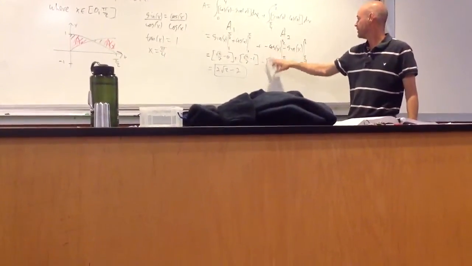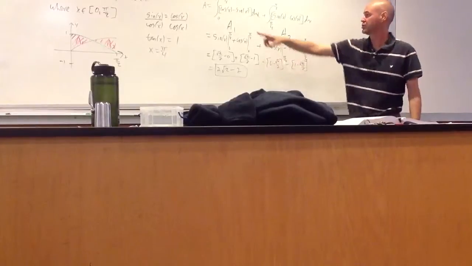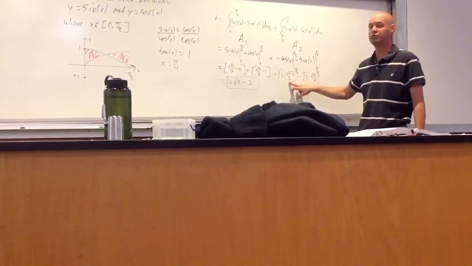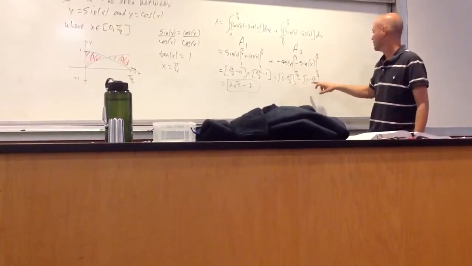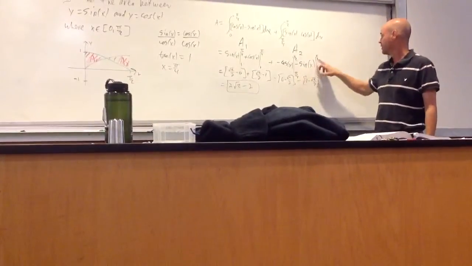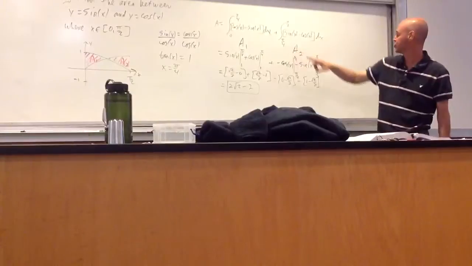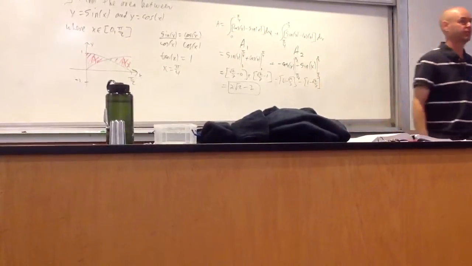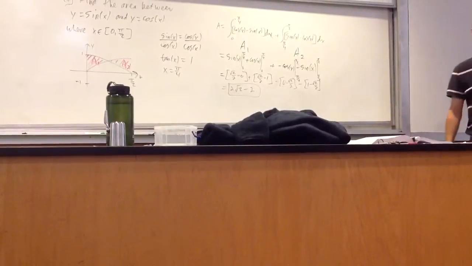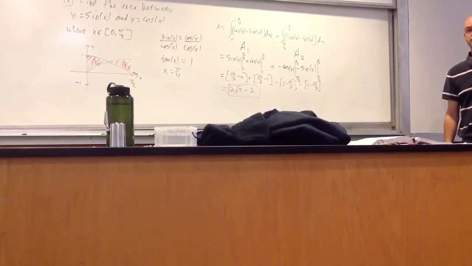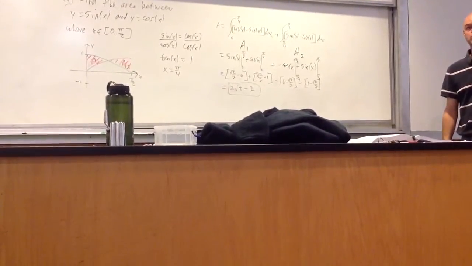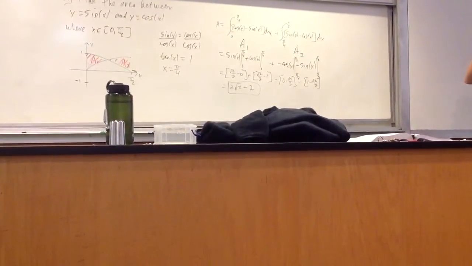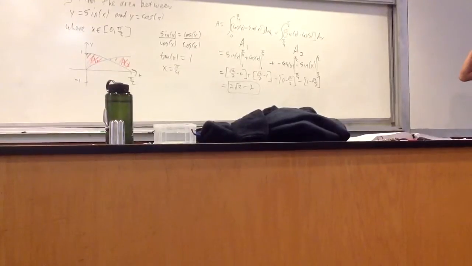Minus, from here, cosine of pi over 2, which is 0, minus cosine of pi over 4, which is root 2 over 2. Minus, from here, sine of pi over 2, which is 1, minus sine of pi over 4, which is root 2 over 2. I plug in pi over 4 for both sine and cosine, add those two together, then plug in the zeros and subtract that.